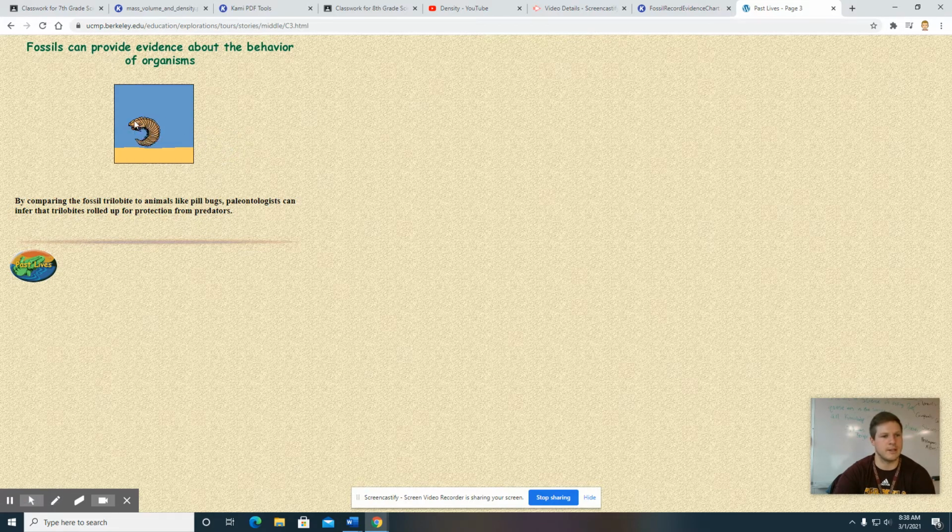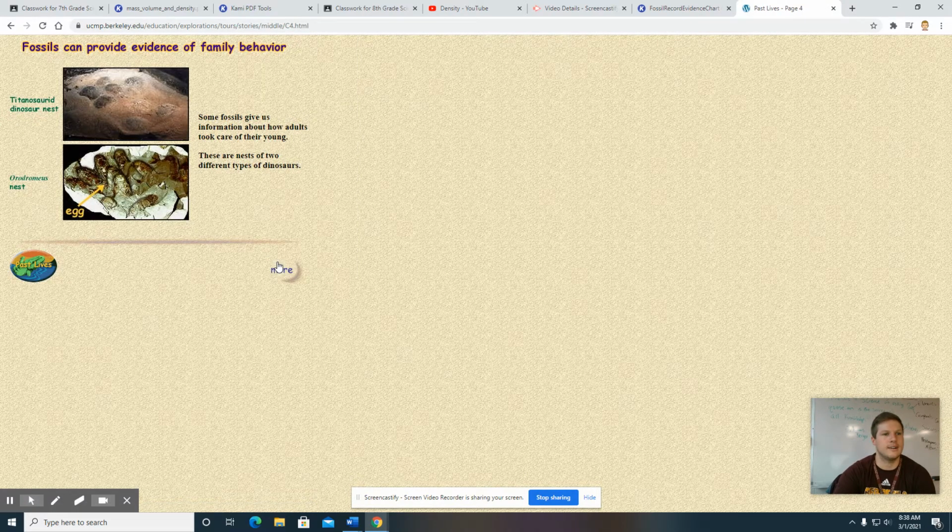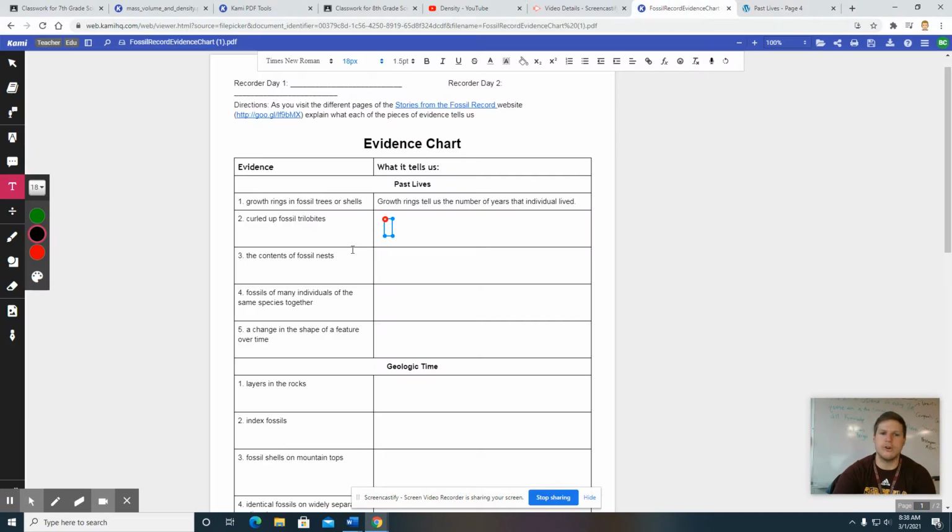So look at this little animation. It shows you that there. You can replay that. So now that's the end of that one. So curled up fossil trilobites. What does this tell us? This tells us that these animals curled up for protection. Okay, so that's what you tell me. Guys, that's what you do all the way through this.